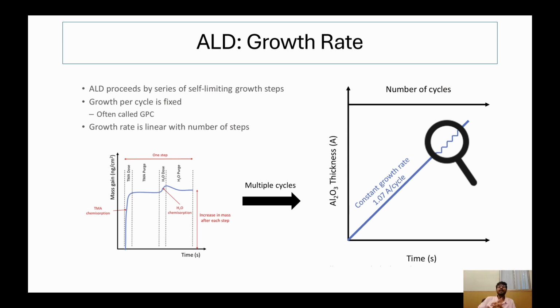So, ALD growth per cycle: as we have seen, there was a gain in mass on the substrate, on the crystal monitor, and this gain in mass is for one cycle. What if we do multiple cycles? This gain in mass is constant, so it is a straight line with the number of cycles, with the time. The thickness is increasing with the number of cycles.